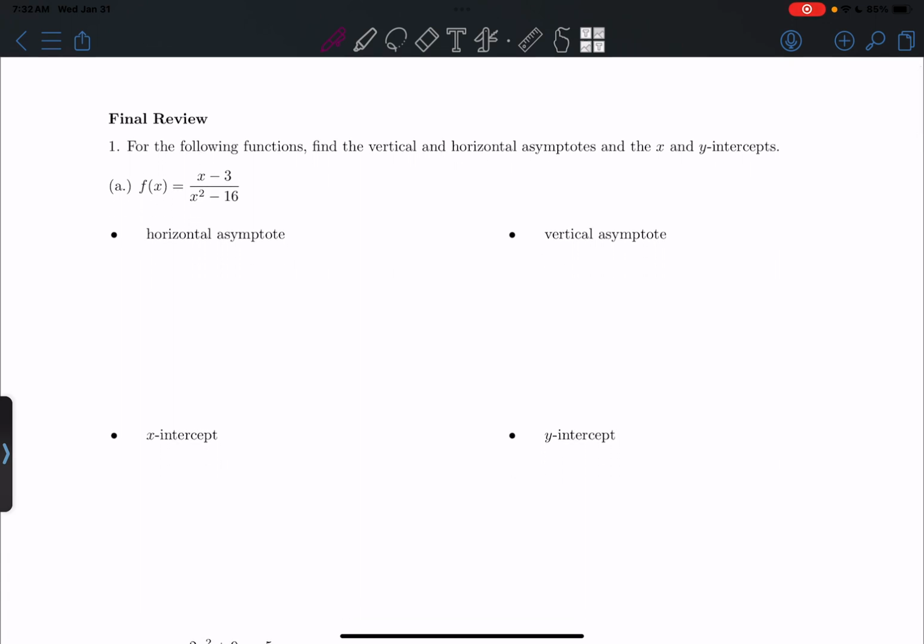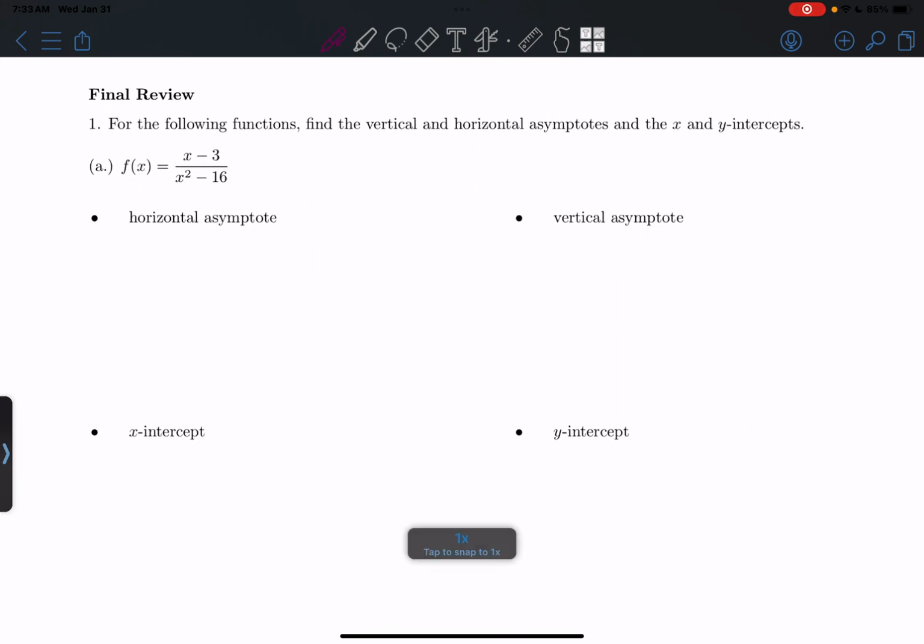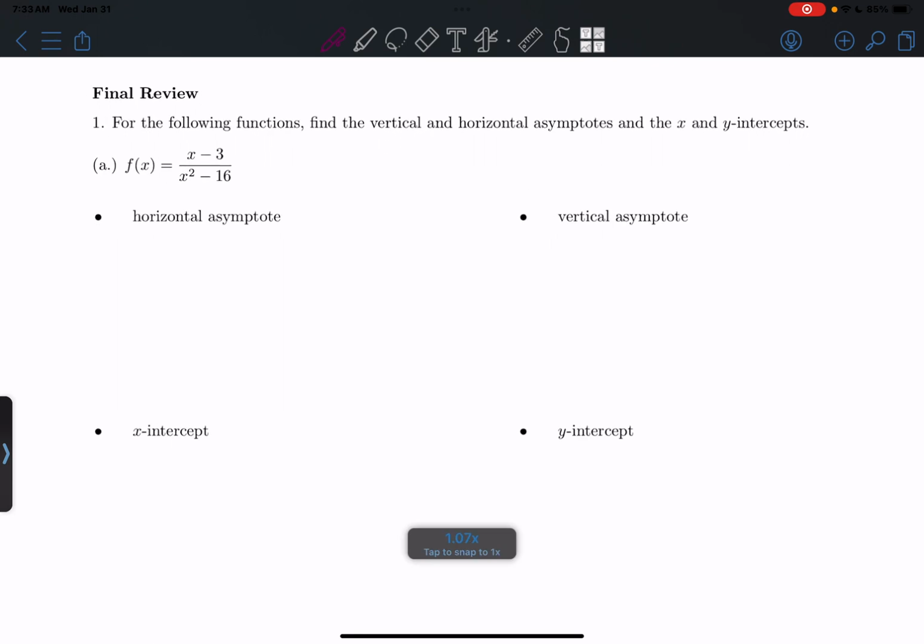Anyways, so for the first problem, you're given a rational function and you are asked to find a horizontal asymptote, vertical asymptote, x-intercept, and y-intercept. Each one of these requires a slightly different technique and slightly different result as the answer. So make sure you're clear on exactly what you need to do.